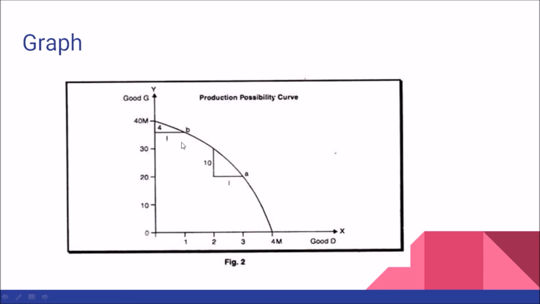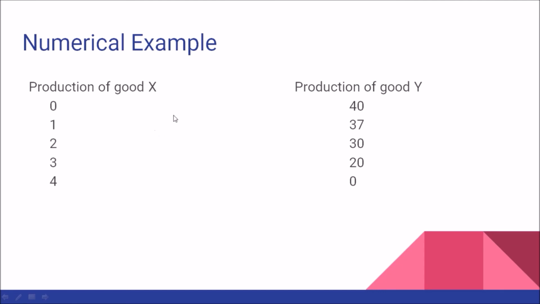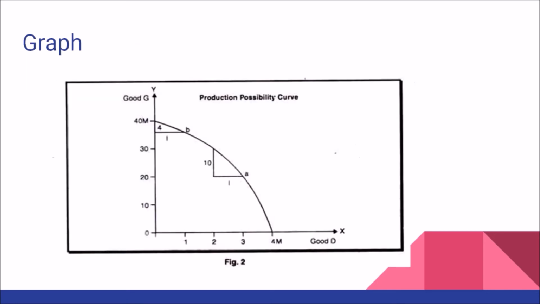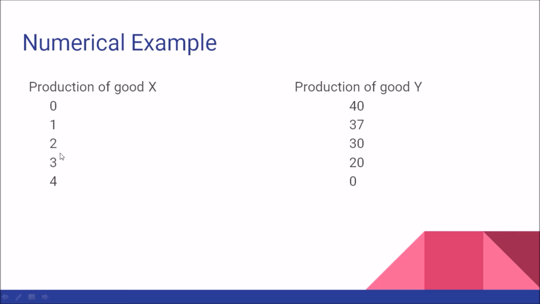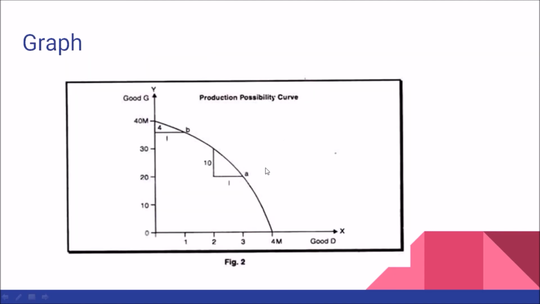And if the economy wants to increase the number of X units by 1 unit, you can see 3 units of Y are given up. The production of Y is decreased from 40 to 37, while the production of good X is increased from 0 to 1 unit. And when the production of X is increased from 1 to 2, another 7 units of Y are given up.